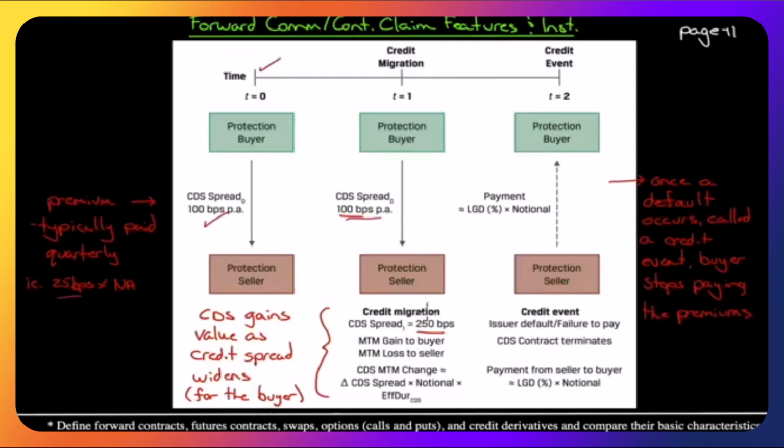You pay it again. But this time, we note that the credit spread has widened. Instead of 100 basis points, it's now at 250 basis points. So the bond will have dropped in value because the credit spread widened. And because it widened, there's a gain to the buyer. So there'll be a mark-to-market gain to the buyer and a mark-to-market loss to the seller. And the change in the CDS price is roughly equal to the change in the CDS spread times whatever notional it was times effective duration. Don't worry too much about this. It's just kind of a look ahead. If you're looking at that saying, I don't quite get that, don't worry.